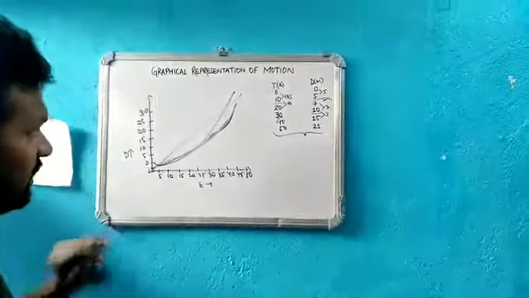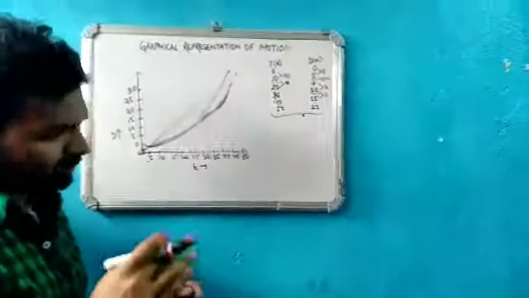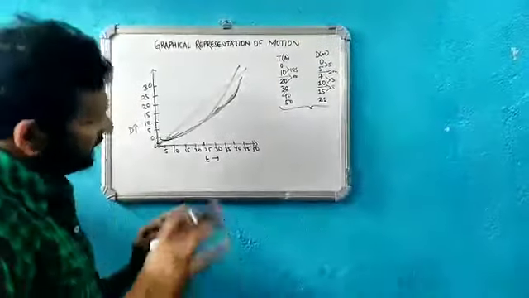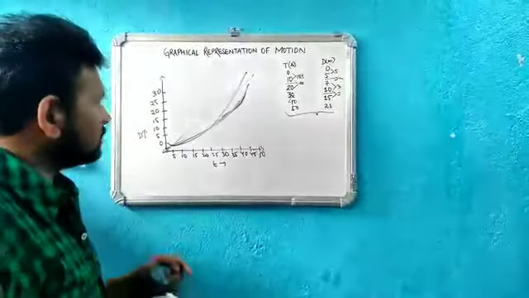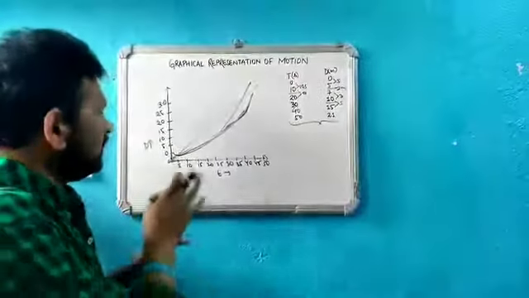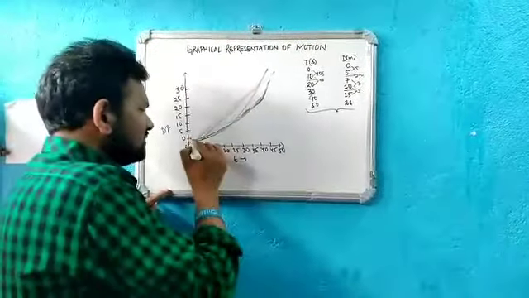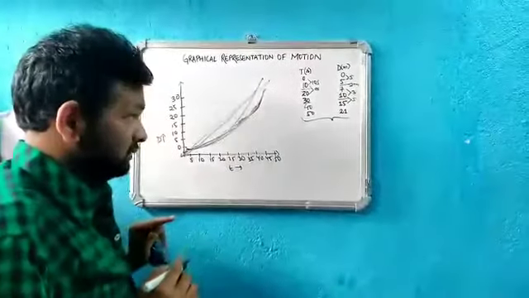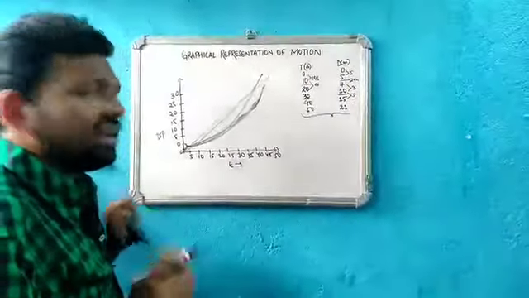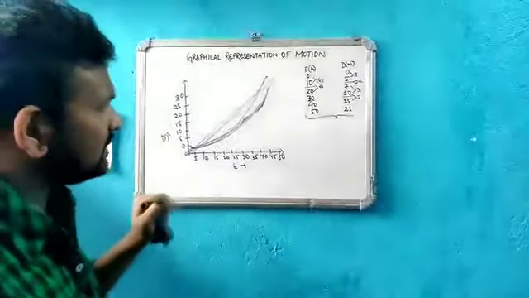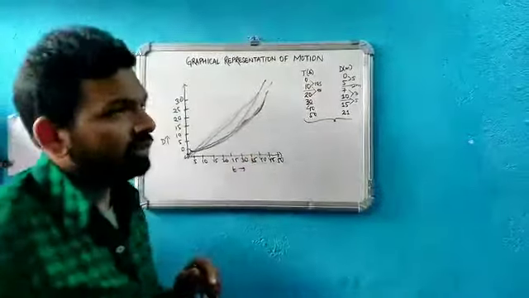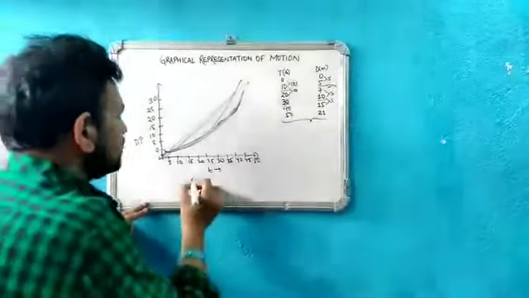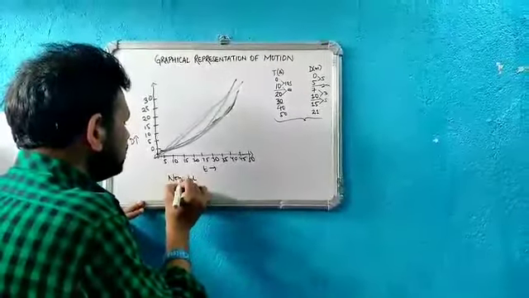Are you understanding? If you draw it using a perfect scale on graph paper or even in an exercise copy, with perfect scale and perfection, you will find that it's not a straight line. It's a curved sort of graph that we are getting, and it is obvious also. It won't be a straight line as it is not covering equal distances in equal intervals of time. So this represents your non-uniform motion.